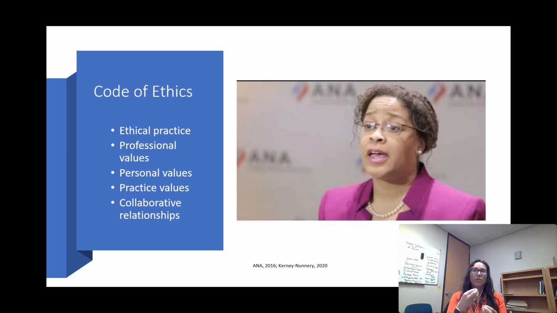Nurses have a code of ethics, which was developed by the American Nurses Association. It is based on the fact that nurses will have ethical practice, professional values, personal values, and practice values, and will develop interdisciplinary collaborative relationships. These help us uphold ethical behaviors and allow our profession to continue to be the most trusted profession.